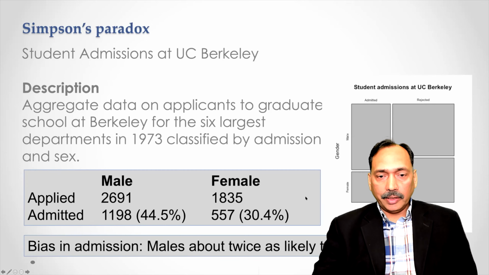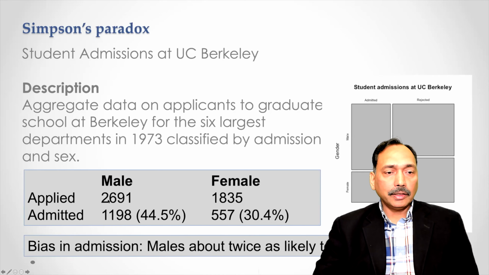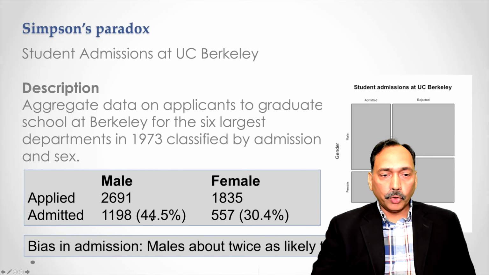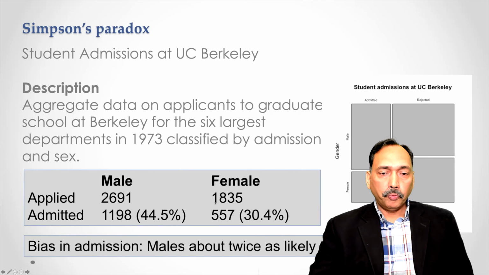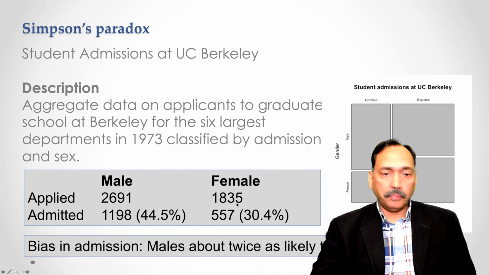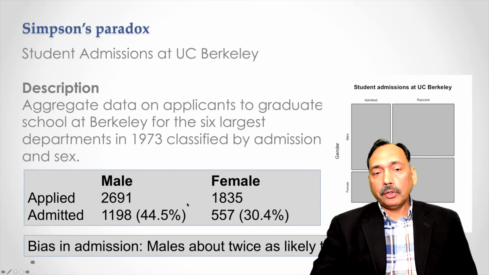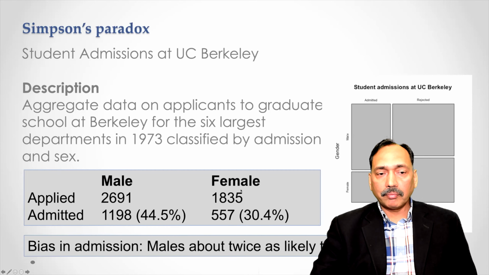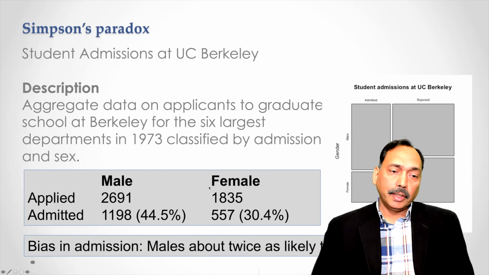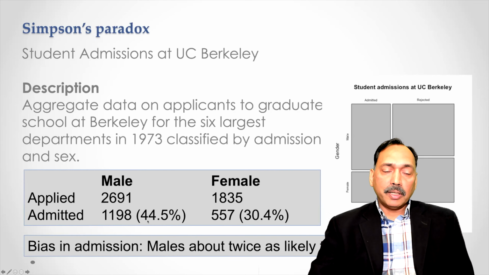And you have this summary now. Male, 2691 applied and 44.5% were admitted. Female, 1835 applied, 30.4% admitted. So although the number of female applicants was slightly smaller, in terms of numbers, it's not a small sample. We have about 2700, and here also more than 1800. So we have a lot of data, and you calculate this percentage, it comes to 44.5 and 30.5.